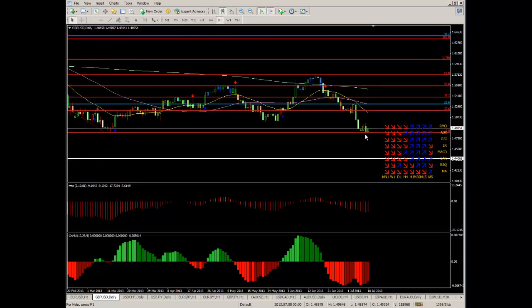This is the last port of call for sterling. If we get below this area here where it's trading at the 1.4890 mark, we are looking at the abyss.